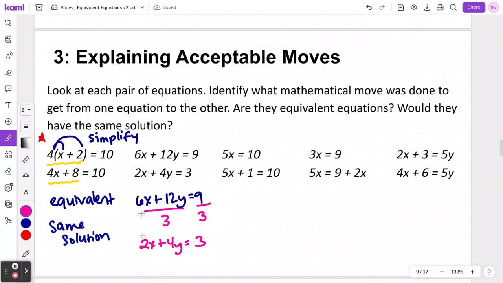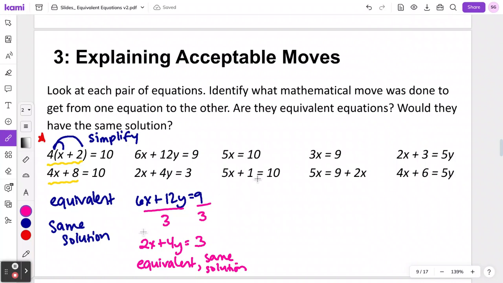Now, we don't often see this in pre-algebra, but are you allowed to do this? Are you allowed to divide both sides by the same number? Absolutely. And so looking at these 2 equations, they would be equivalent because you are allowed to divide both sides of an equation by a number. And if they are equivalent, that means, yes, they would have the same solution. So here are 2 different examples of what equivalent equations might look like.